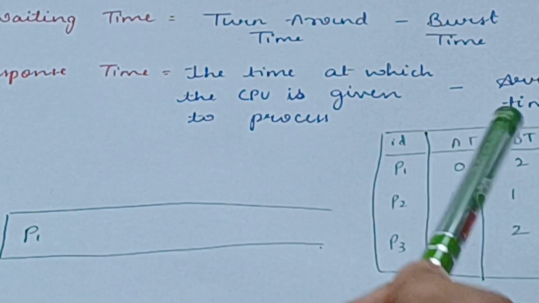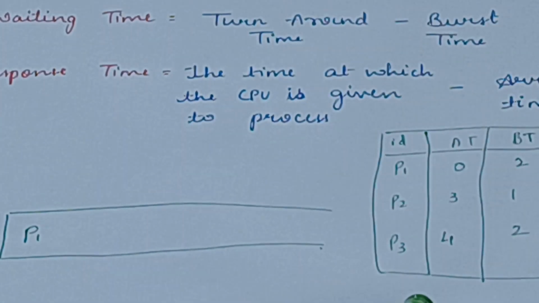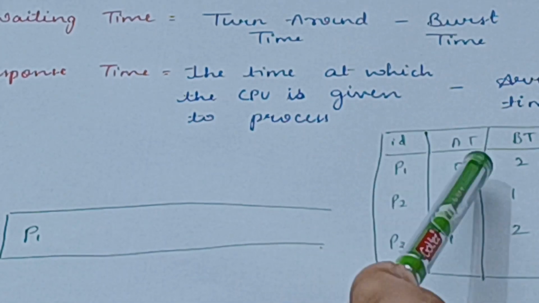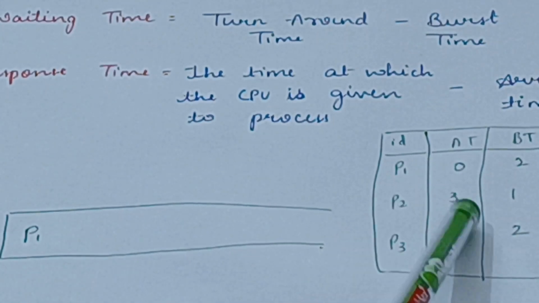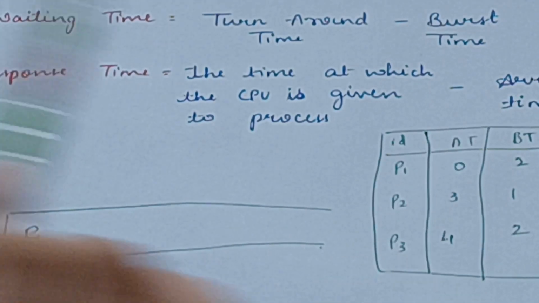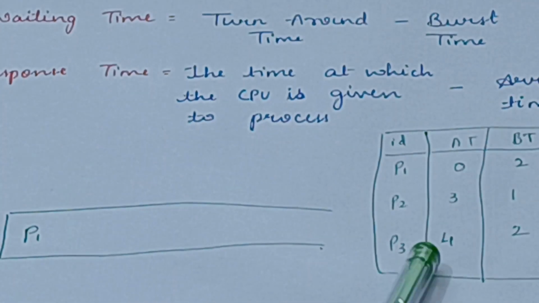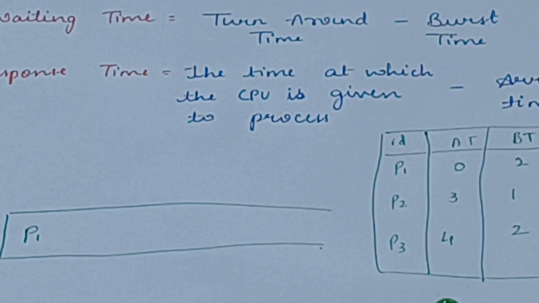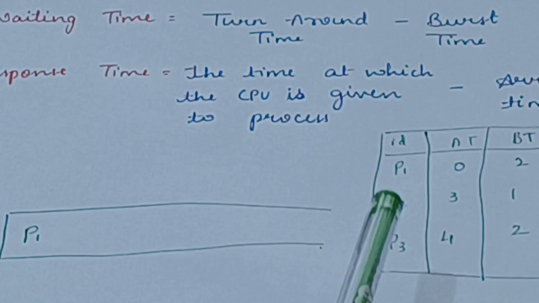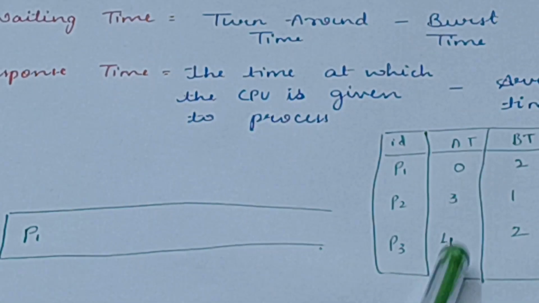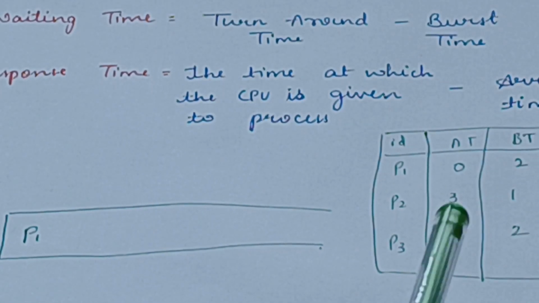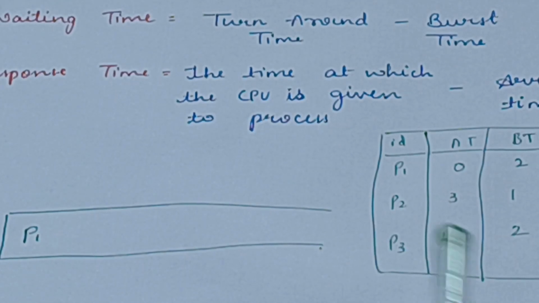Arrival time is the time at which the process actually enters the ready queue. From the ready queue only, the process gets scheduled and then it enters the running state. P1 arrives at 0 seconds, P2 arrives at 3 seconds and P3 arrives at 4 seconds. So this is the question. We will solve this with the help of the first come first serve scheduling algorithm, where whichever process comes first gets the CPU first, completely based on the arrival time. We will understand this properly with one proper example in the further videos.